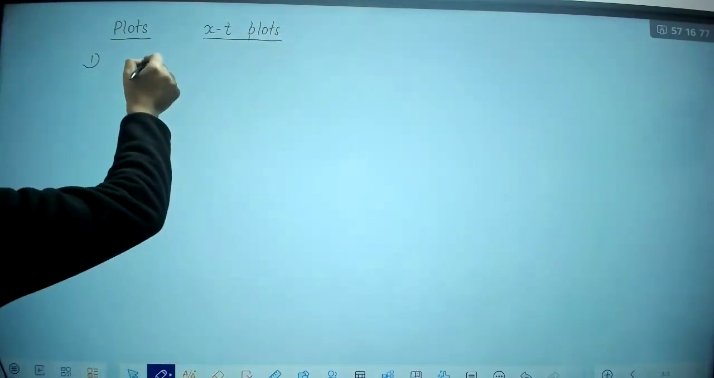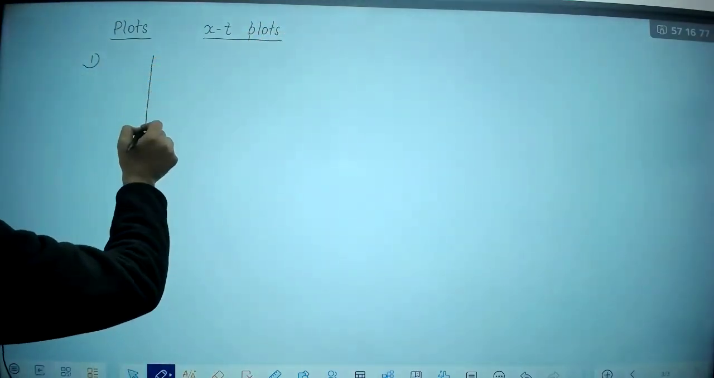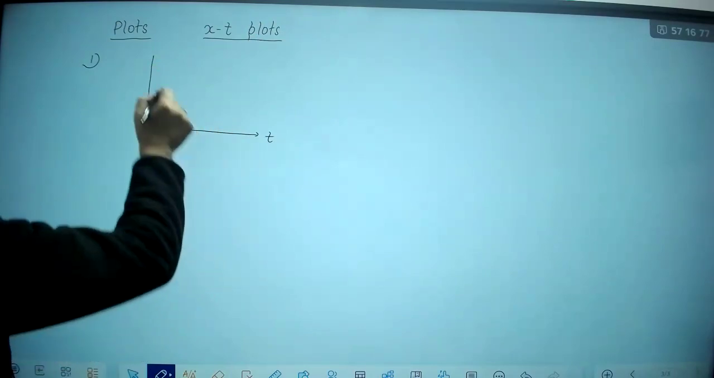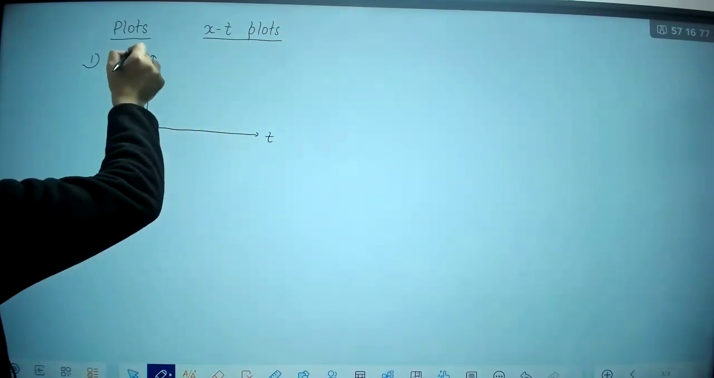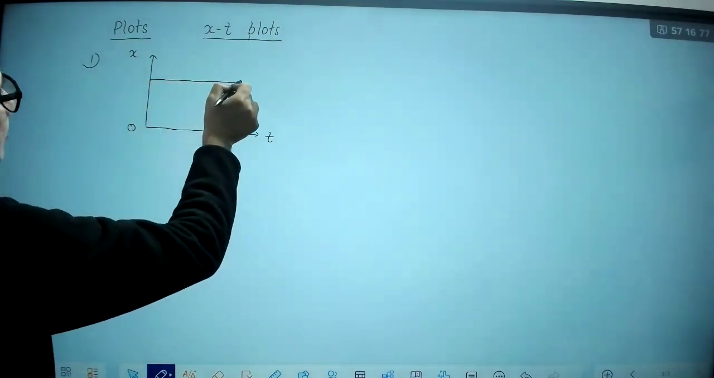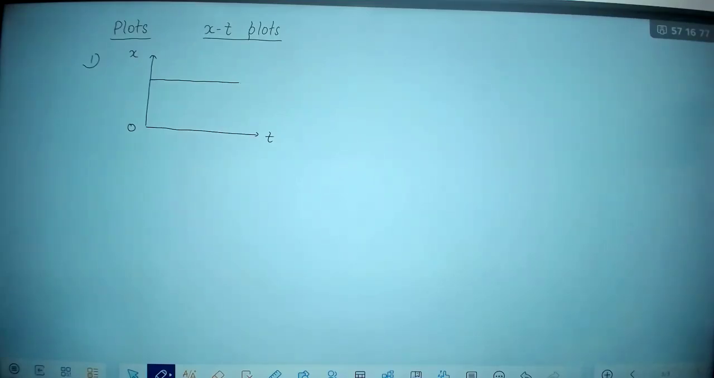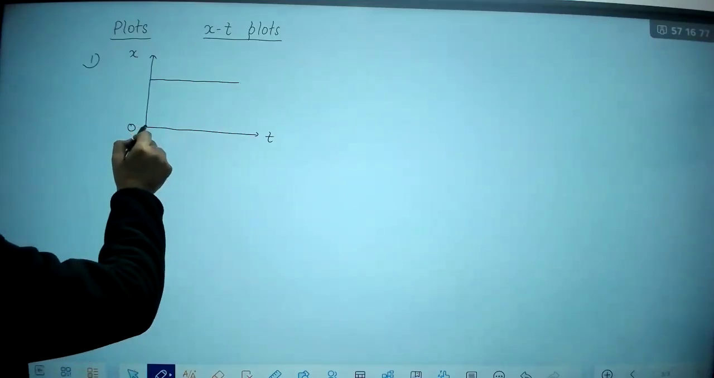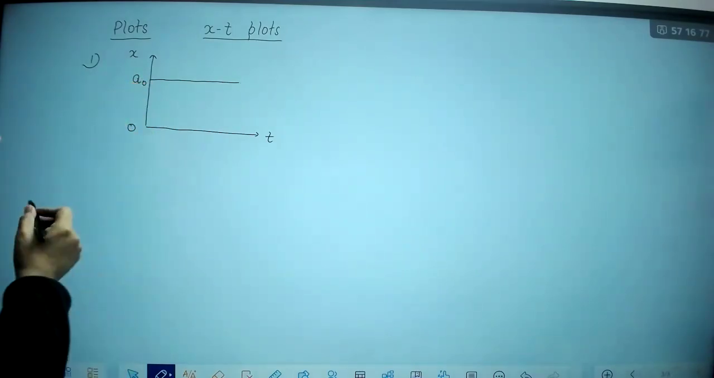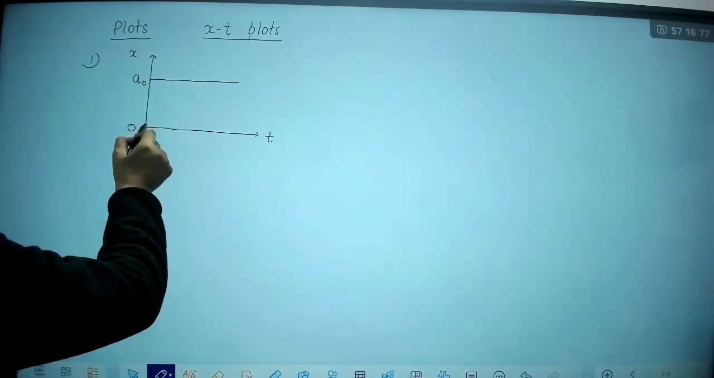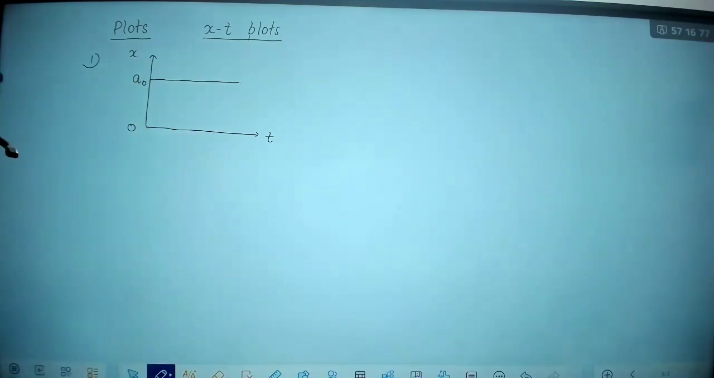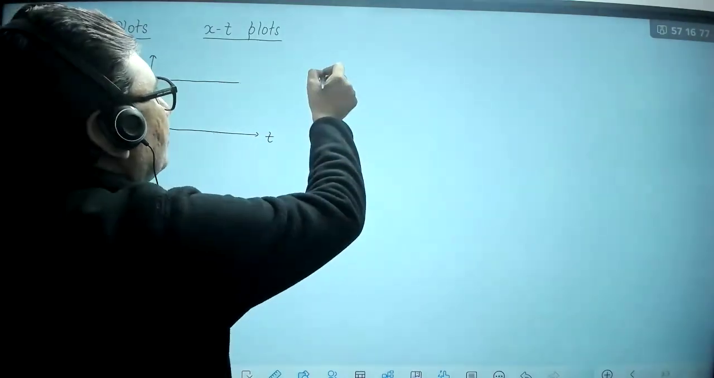Now, one by one, I am going to discuss all types of plots with you. So first maybe this one. On the horizontal axis, we have time, and here we have position. This is 0. Suppose your graph is like this. What is the meaning of this? At t equal to 0, what is the position? Suppose this is equal to a naught. So at time t equal to 0, its position is a naught. As the time is increasing, its position is not changing. So the position of the particle is not changing with time.